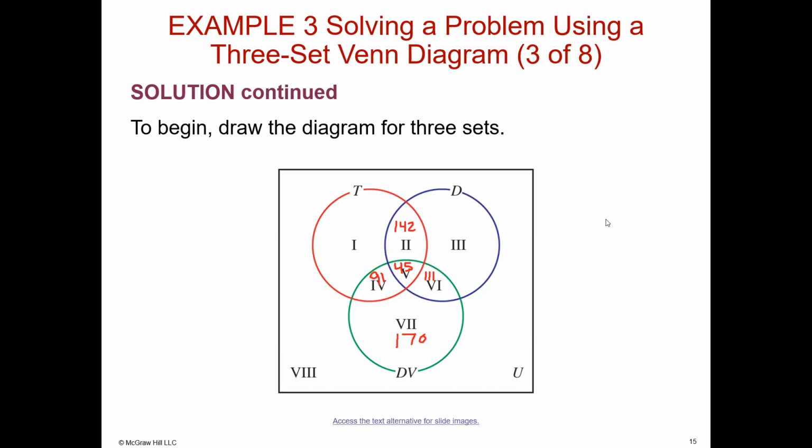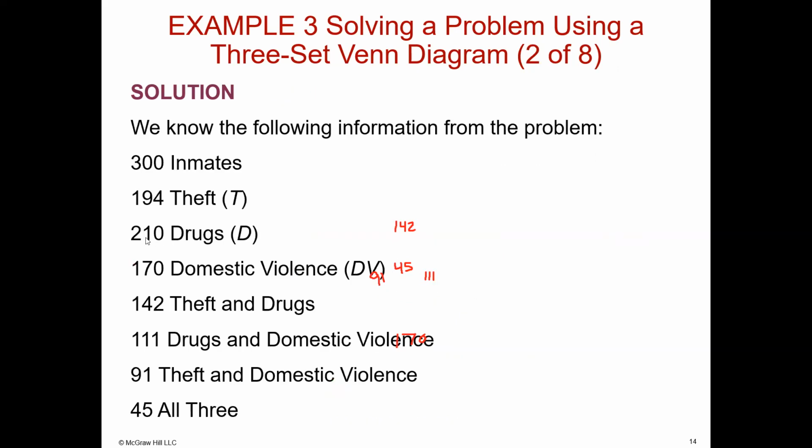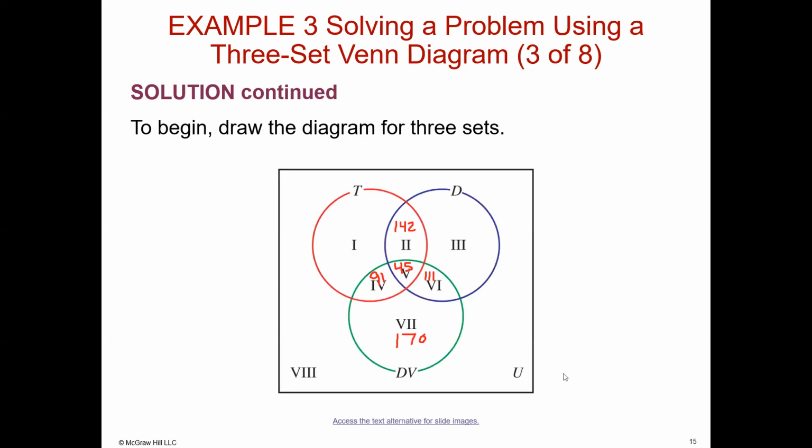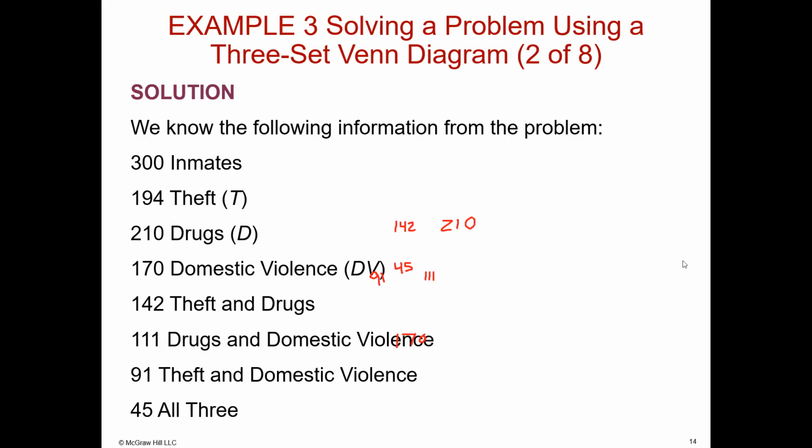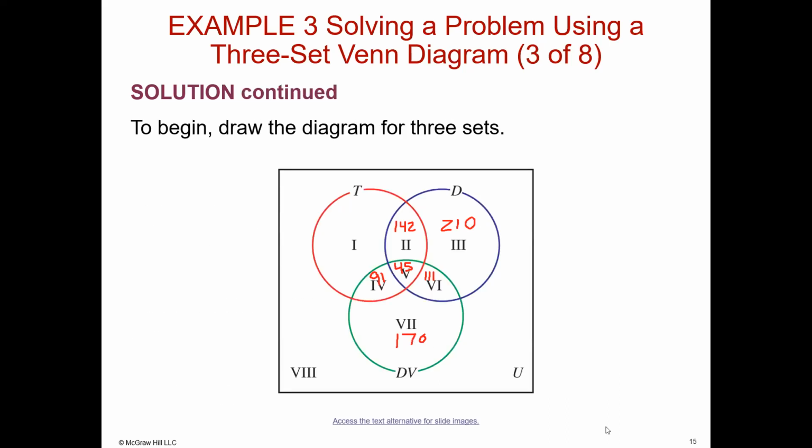That's bad. Anyways, 210 were convicted of what? Drugs only. Region 3. Then 194 only theft, going in region 1. And we're almost done here.